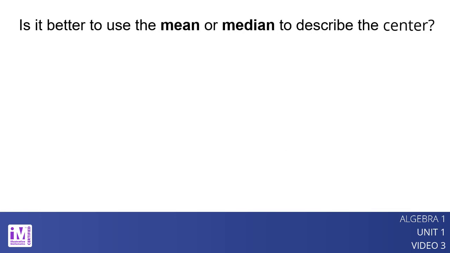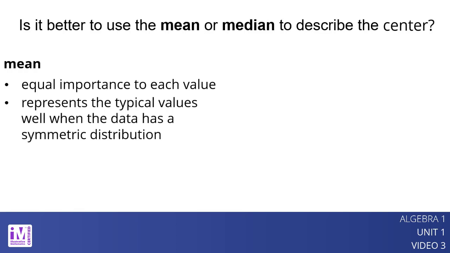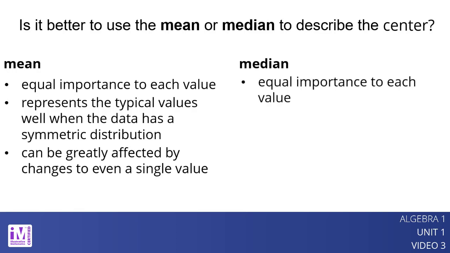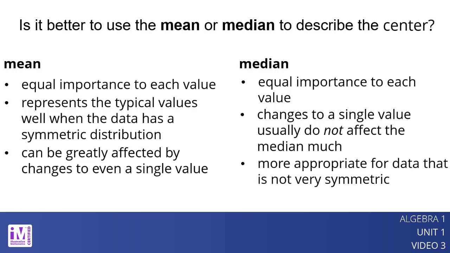Is it better to use the mean or median to describe the center of a data set? The mean gives equal importance to each value when finding the center. The mean usually represents the typical values well when the data has a symmetric distribution. On the other hand, the mean can be greatly affected by changes to even a single value. The median tells you the middle value in the data set, so changes to a single value usually do not affect the median much. So the median is more appropriate for data that is not very symmetric.